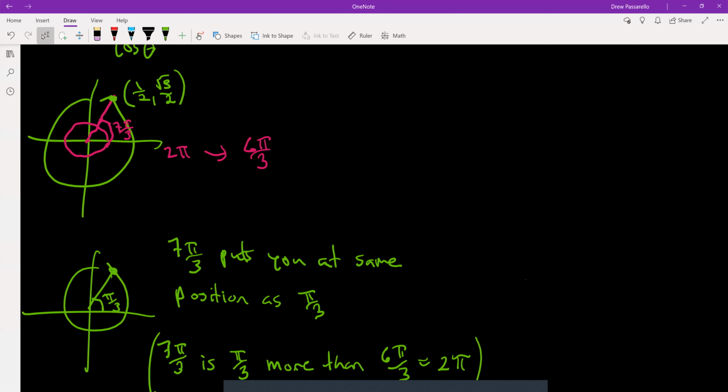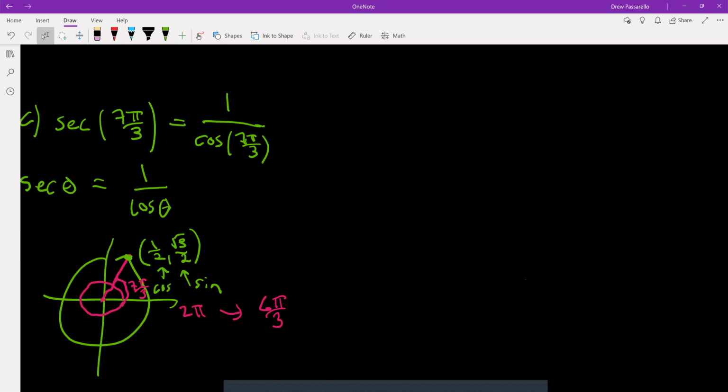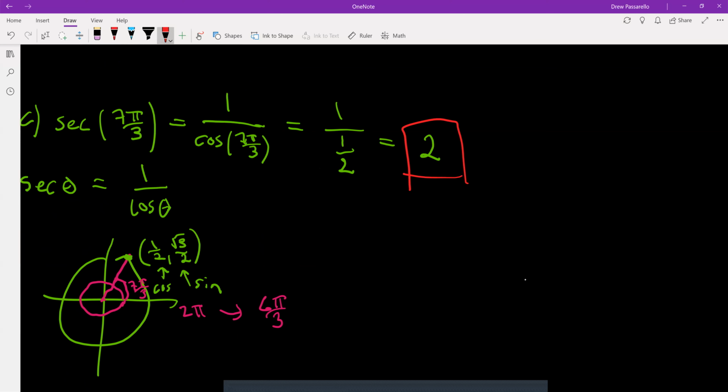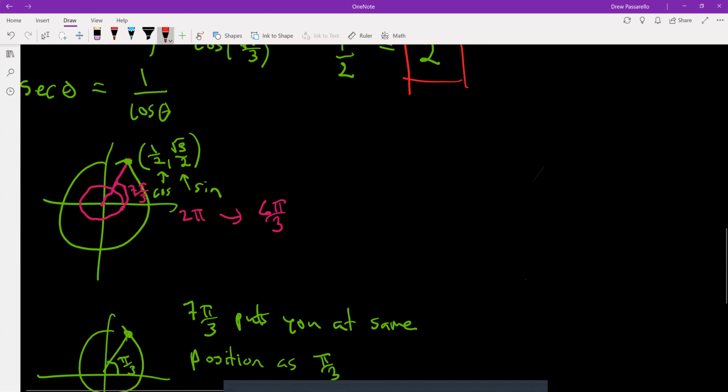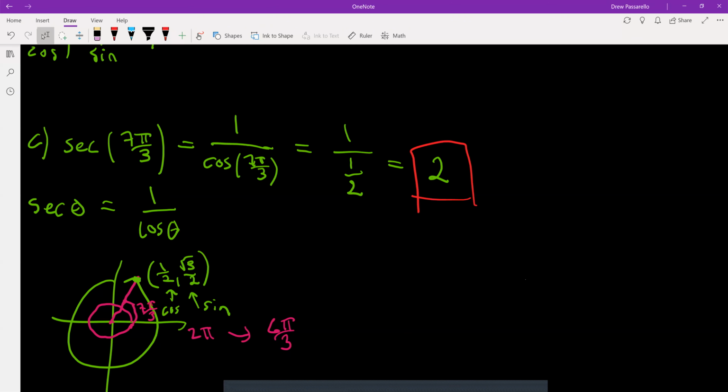Cosine is the x coordinate at that point, and sine is the y coordinate. We only care about the x coordinate since we're dealing with cosine. So this will be equal to 1 divided by 1/2. The reciprocal of a half is 2, so that's going to be our answer: 2. So that's that one. Again, you don't really need to see work. It's just the thought process going in my head to do the problem.